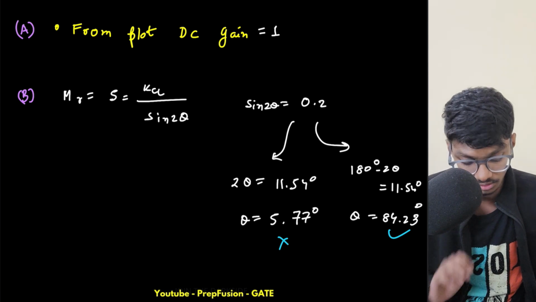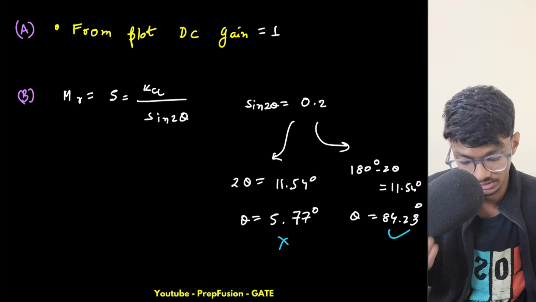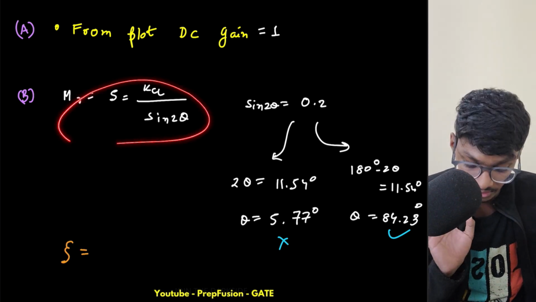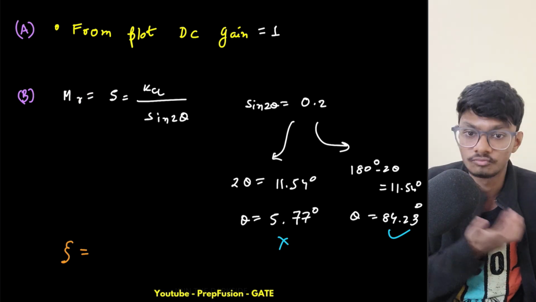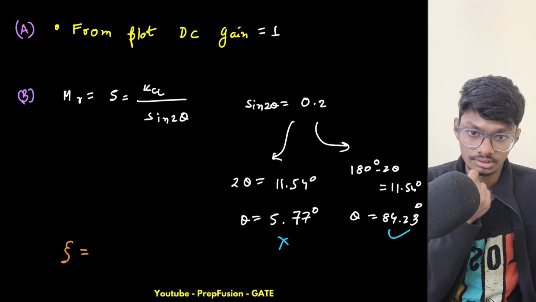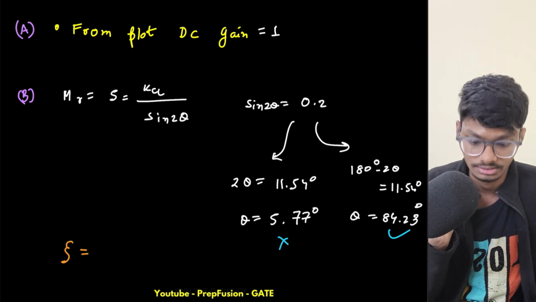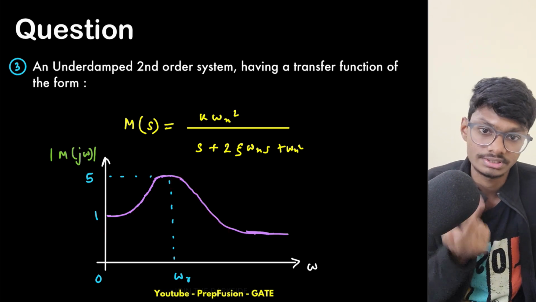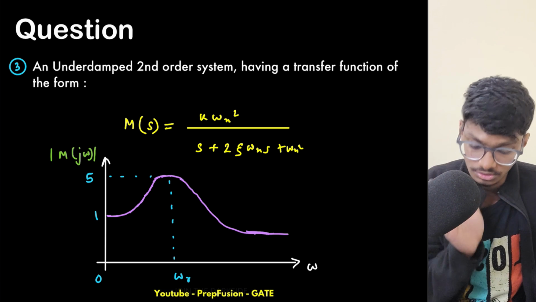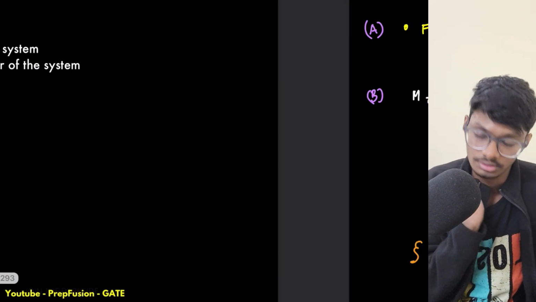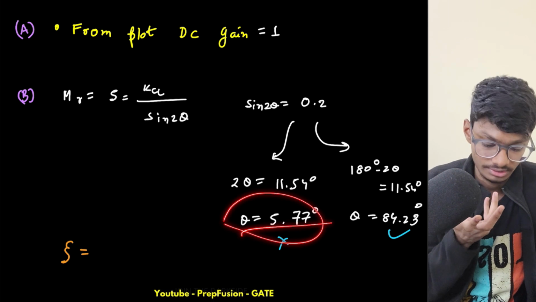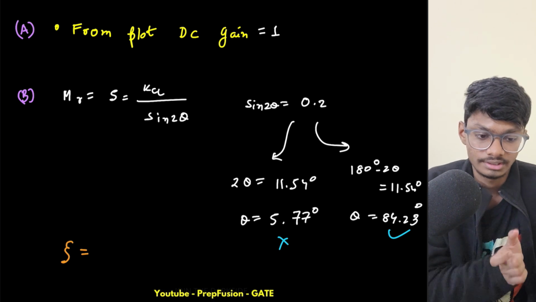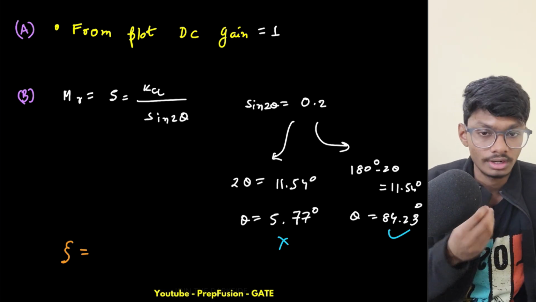So 84. From here we can simply find the damping factor, zeta. That is why we are able to use this formula, because we are in that region of zeta from 0 to 1 by root 2. We are not in any other region. That is why we use this formula. That is why the plot is like this, because my damping factor zeta is within the 0 to 1 by root 2 region. If you write cos theta equals this, and put theta as 5.77, then obviously you will get some other zeta which is greater than 1 by root 2, which is not our solution. We are not lying in that region.